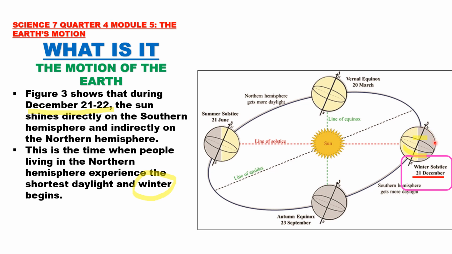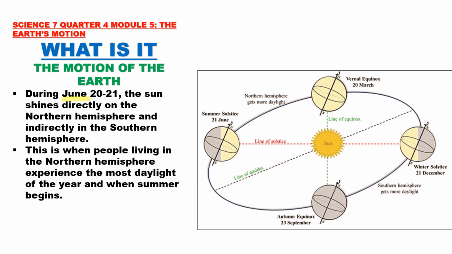So in the northern hemisphere, days are shorter and nights are longer. Longer nights means more time for cooling down. So in the northern hemisphere, during the month of December, it is winter. Now, in the southern hemisphere, days are longer and nights are shorter. Longer days means more time for heating up. That is why, during the month of December, it is summer in the southern hemisphere.